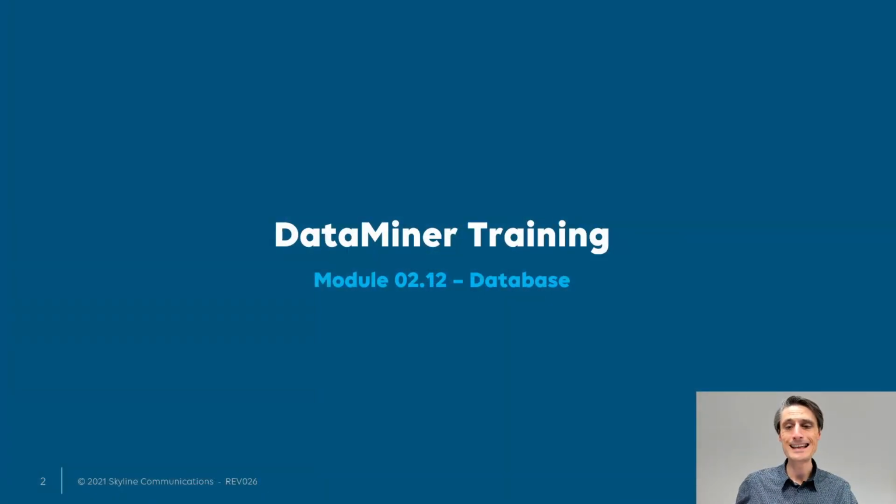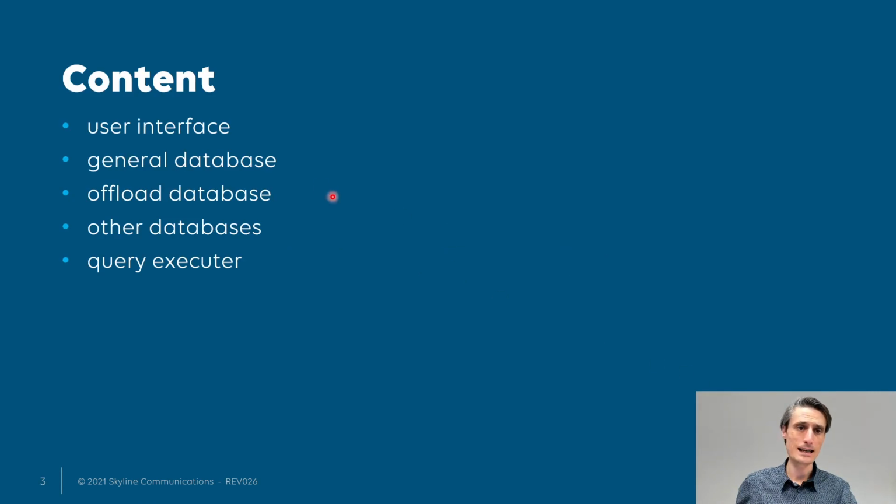First of all, in the database module, we are going to take a look at the UI. And in there, we will find the configuration of the general database. That's the required database. DataMiner needs that for its operations. There is also an optional offload database. That's more for your own purposes, like running tools or data crunching on there. DataMiner doesn't really need that. It just offloads information and doesn't get it back at any point in time.